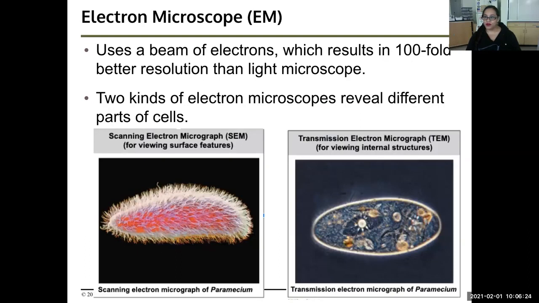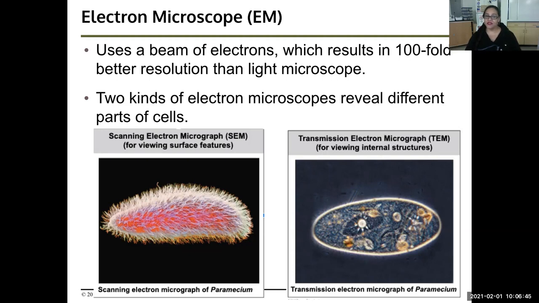Electron microscopes are another tool to look at very, very small things. They're very expensive and most high schools don't have them. We just have the light microscopes. But it uses a beam of electrons, which results in 100-fold better resolution than a light microscope. There's two kinds of electron microscopes, and they reveal different parts of the cells.